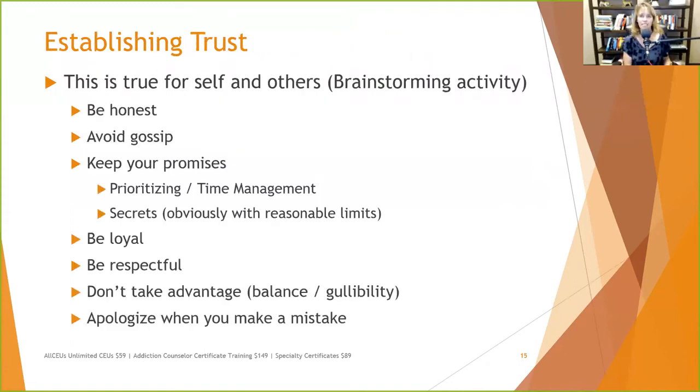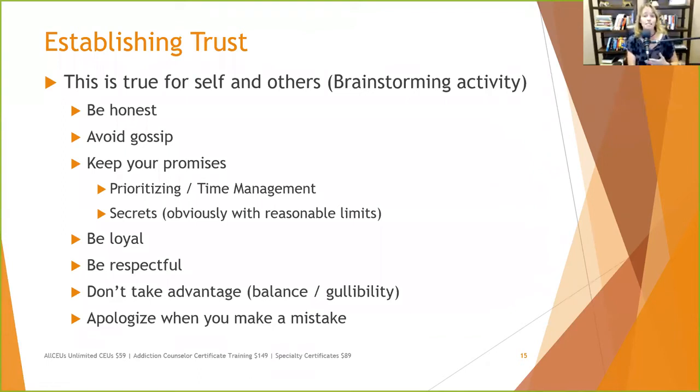Establishing trust. I use this as a brainstorming activity. What do you need in relationships in order to establish trust? Some of the things I want them to come up with include being honest, avoiding gossip, because if you're talking behind somebody's back, then you know they're probably talking behind your back. If somebody gossips about Jane, they're probably going to gossip about you when you're not around too, and that's not a way to establish trust.